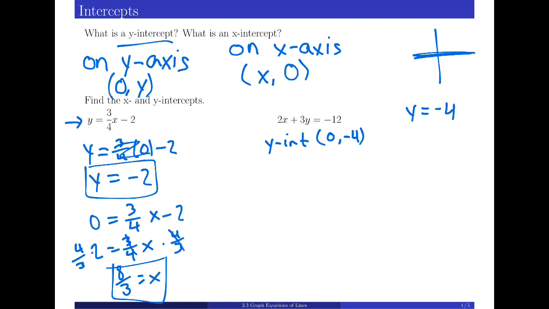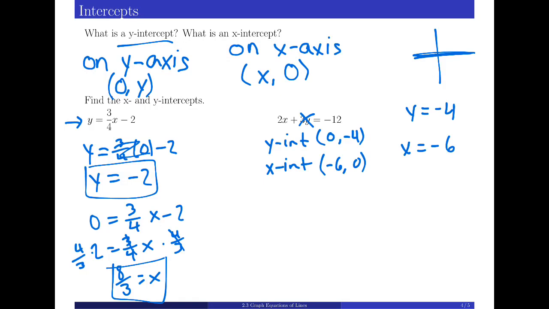Let's put this back. Then if we want to find the x-intercept, we know that the x-intercept is some x value and then 0 for y. So let's put in 0 for y, and 3 times 0 would be 0. So that term just disappears. We can cover it up. And then we just need to divide both sides by 2, and we get a negative 6 for our x-intercept. So our x-intercept is at negative 6, 0.